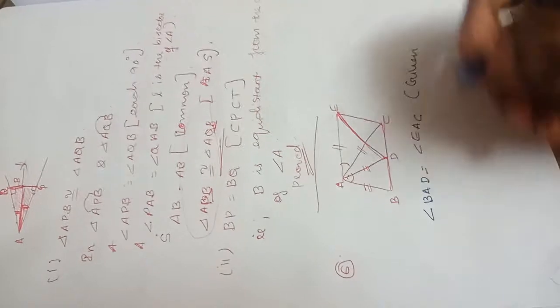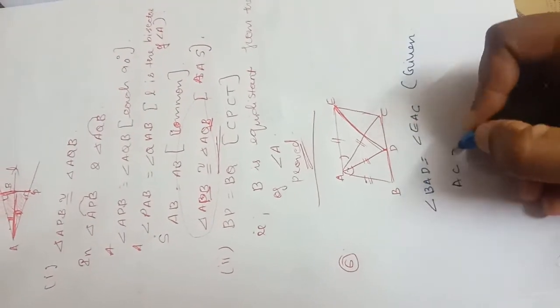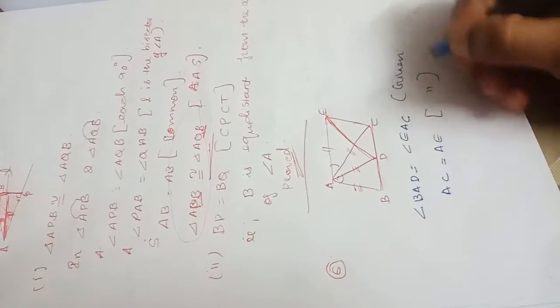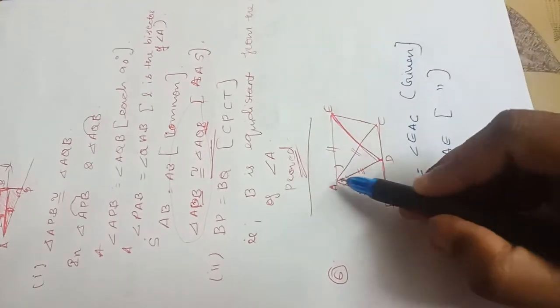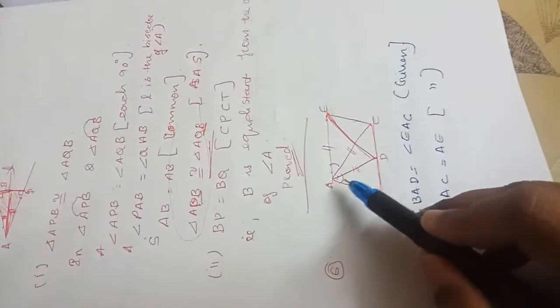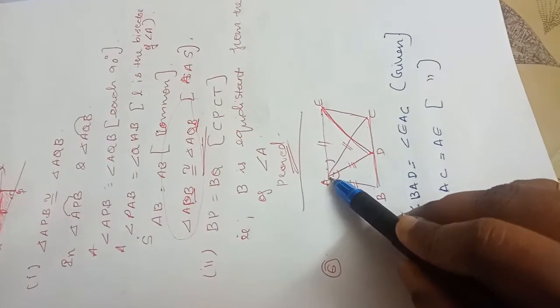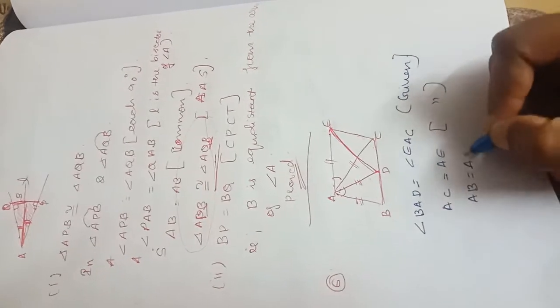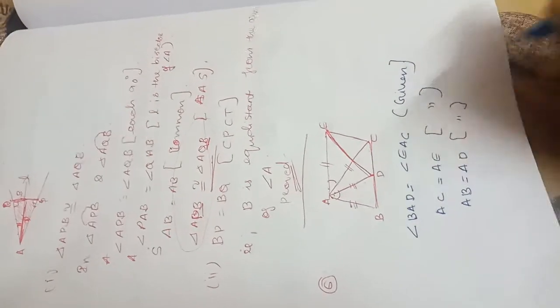Next, it is given that AC is equal to AE. What is the reason? It is also given in the question. AC and AE are equal. One more thing is given here: AB and AD are equal. So I am writing AB is equal to AD. What is the reason? This is also given in the question.